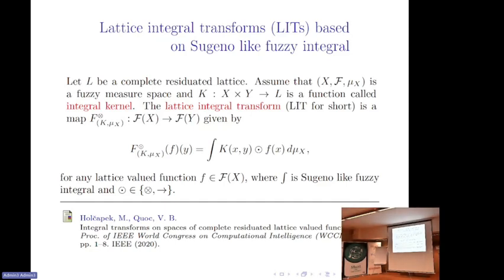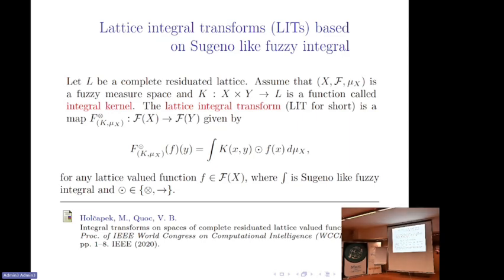Here you can see that we just use some function which relates x and y in two spaces. This function will be called an integral kernel. And here is the operation between this integral kernel and the original function to transform it to another space, like in the standard Fourier transform or Laplace transform and so on. And we just switch between two operations. Here is the multiplication from the residuated lattice and the residuum. So the same formula, two different operations.